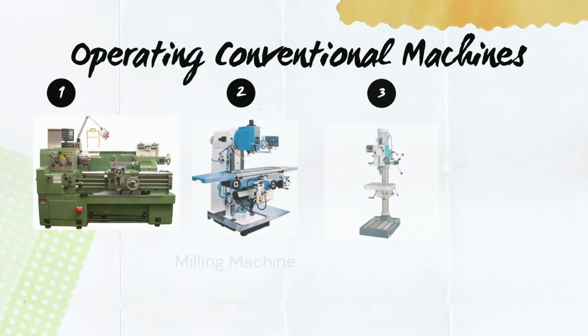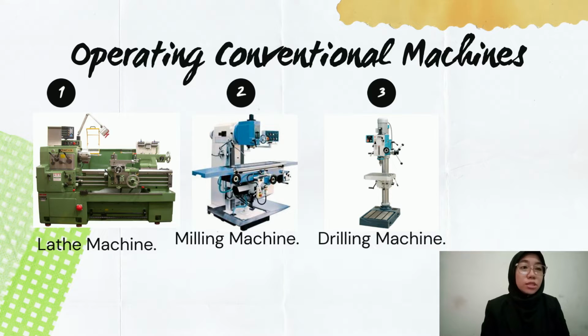Next, on to operating conventional machines. The first one is the lathe machine, the second one is the milling machine, and the third one is the drilling machine that we are going to use in this project.